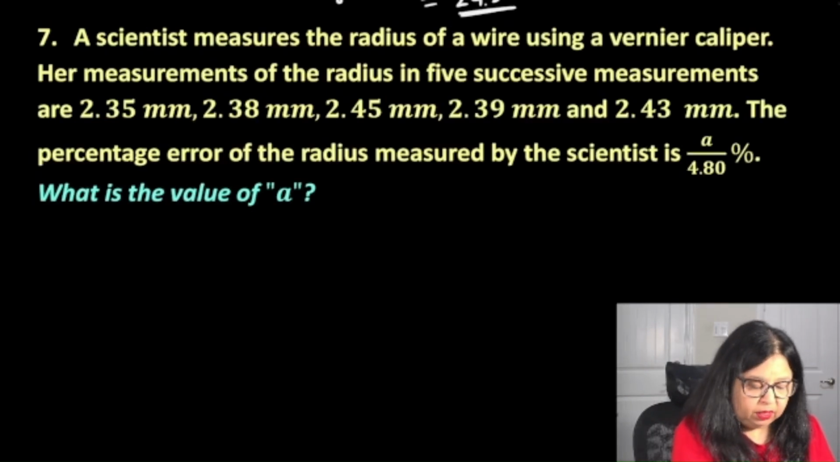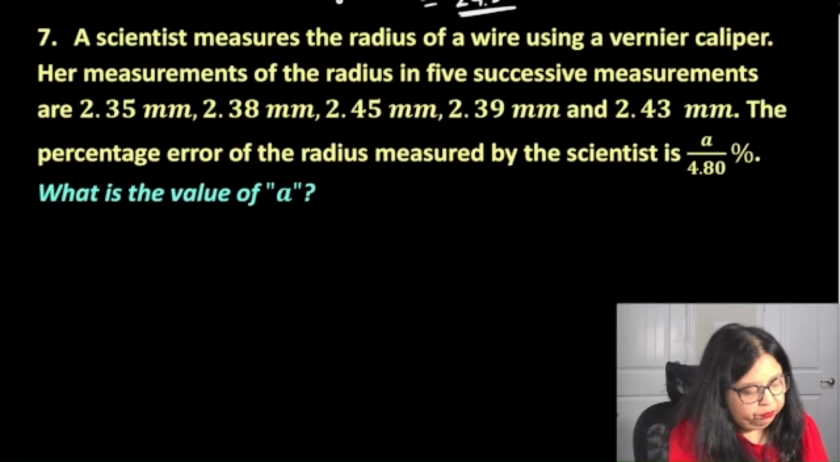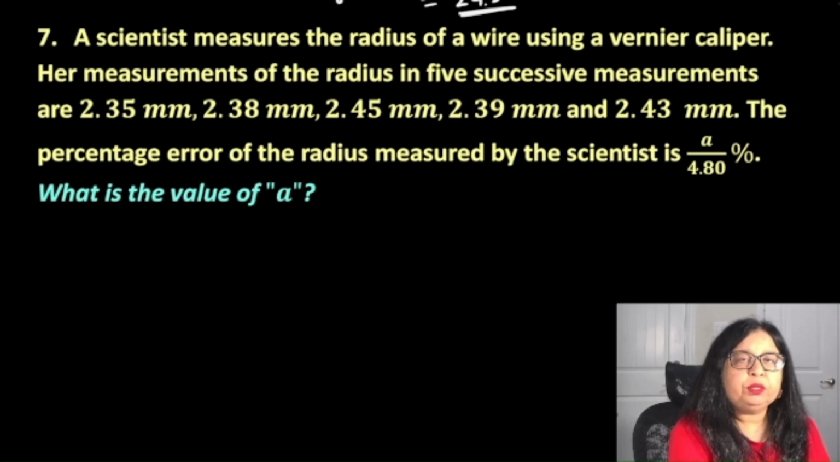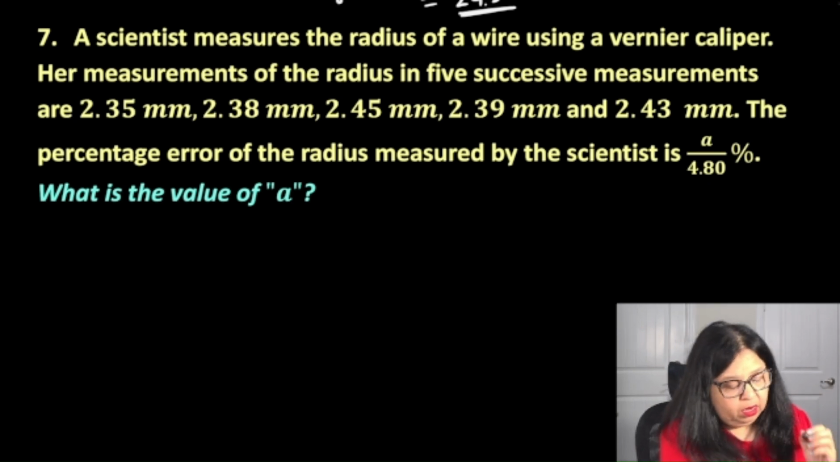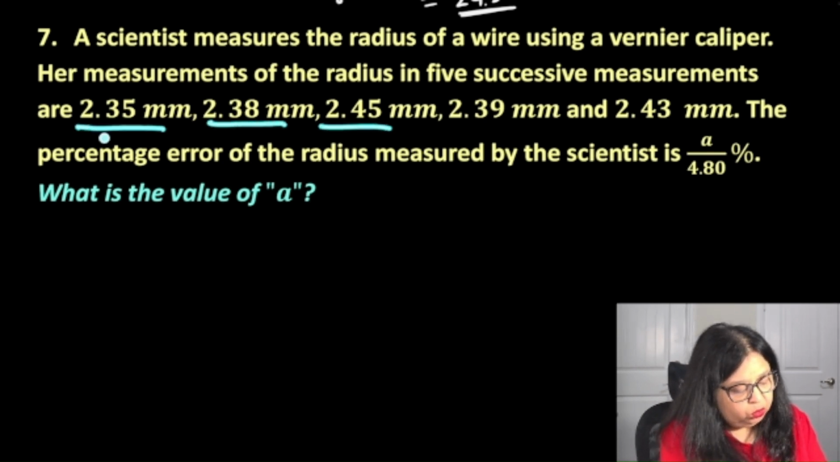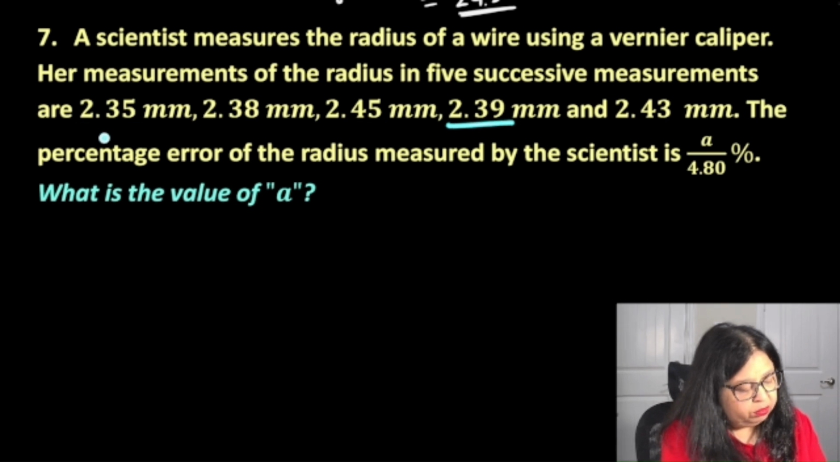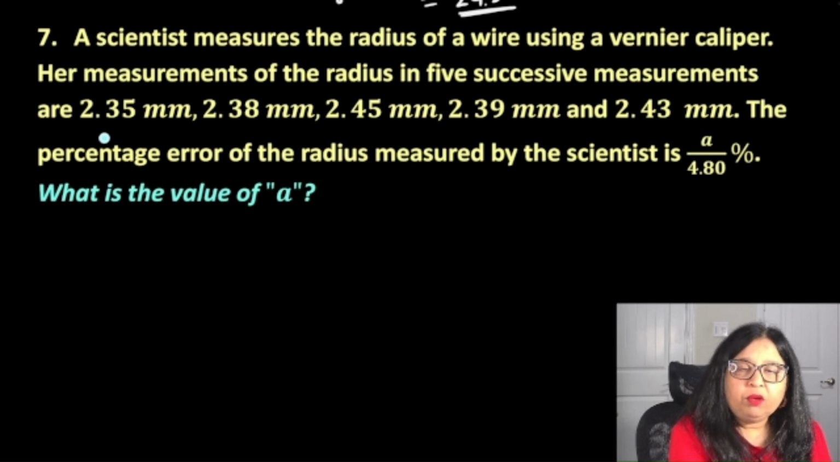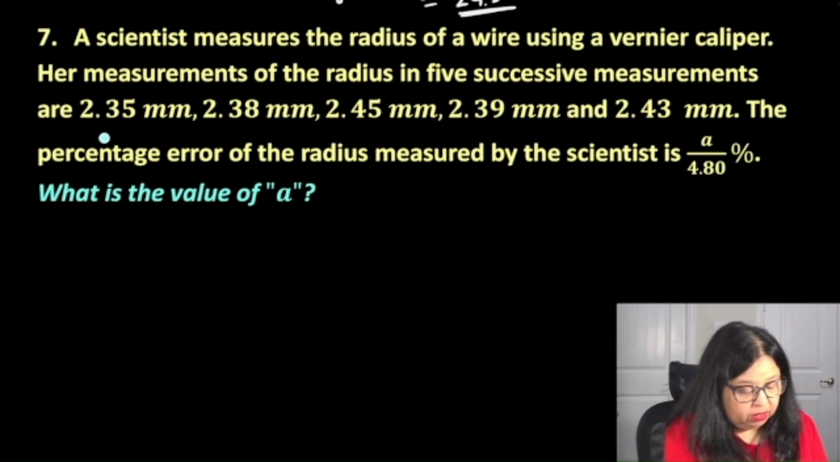A scientist measures the radius of a wire using a vernier caliper. It's a tool to measure lengths that are small. Her measurement of the radius in 5 successive measurements are 2.35, 2.38, 2.45, 2.39, and 2.43 millimeters. The percentage error of the radius as measured by the scientist is A divided by 4.80%. What is the value of A?